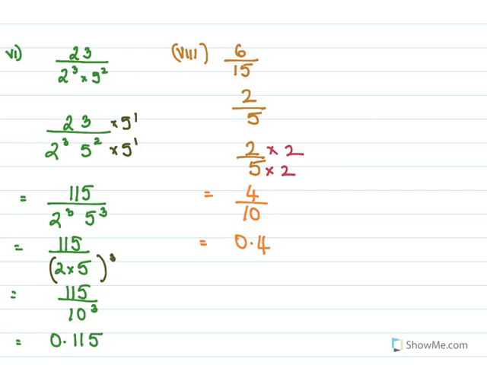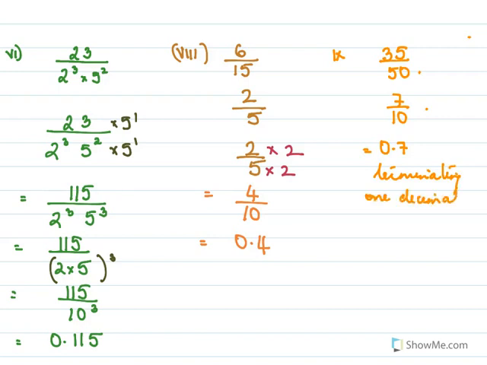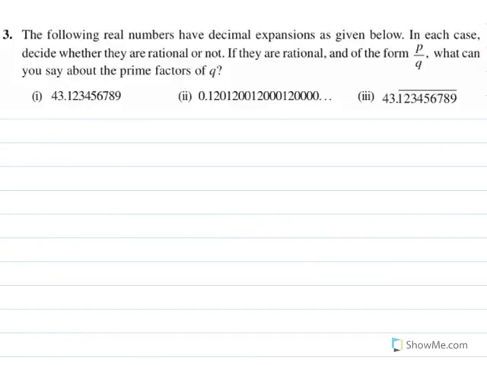Now for the next. So next is 35 over 50, which is 7 over 10, that is 0.7. Terminating, and this decimal expansion had 1 decimal place. This also had 1 decimal place. This, however, had 3 decimal places. You can find out without division.